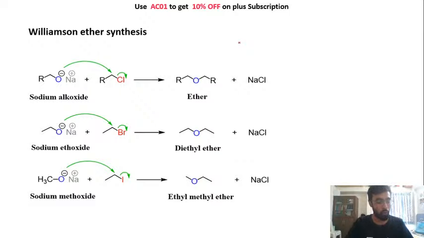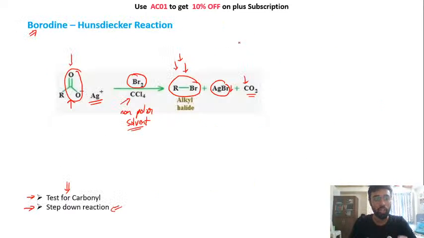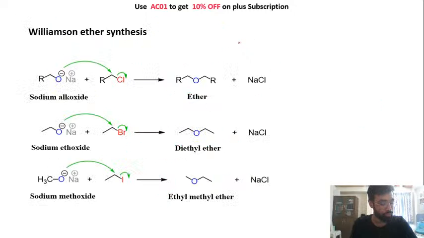Okay, moving on to the next reaction. We have covered one of the important reactions, the Borodin-Hunsdiecker reaction. If anyone has any doubt regarding this reaction, you can always ask. Next is the Williamson ether synthesis. Again, this is the preparation of ether using alkyl halide, right?